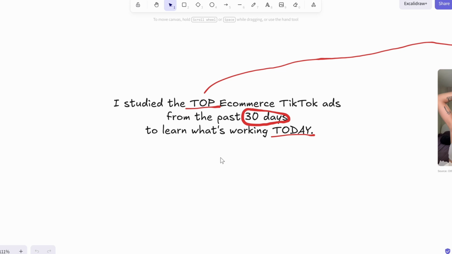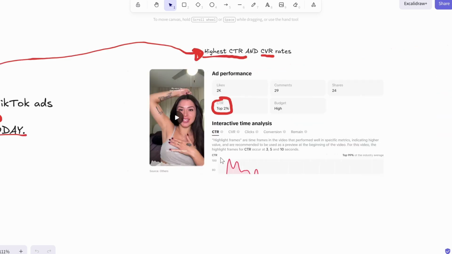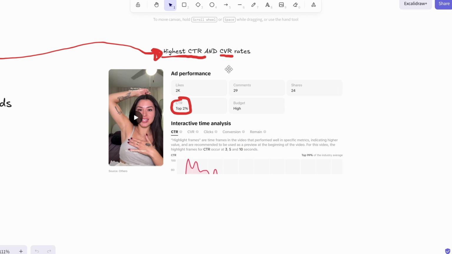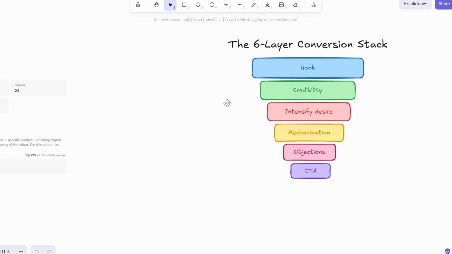So to collect data, I studied the top performing e-commerce ads on today's market. And to identify top performing, I looked at two key metrics: click-through rate and conversion rates. Specifically the ads that beat out every other video in both metrics over that period of time. And after synthesizing everything that I found, the same pattern kept showing up across every single winning ad.